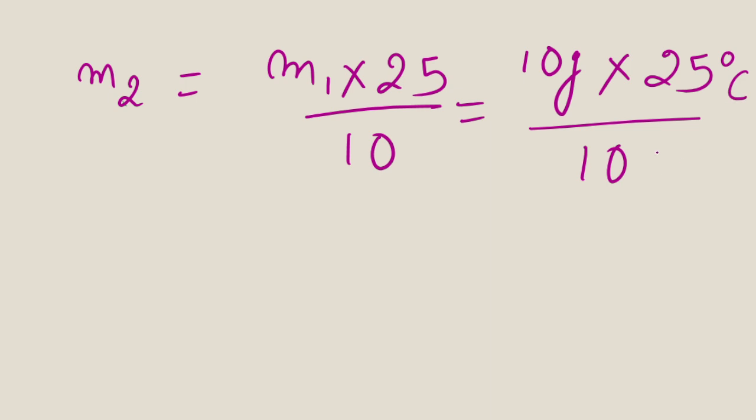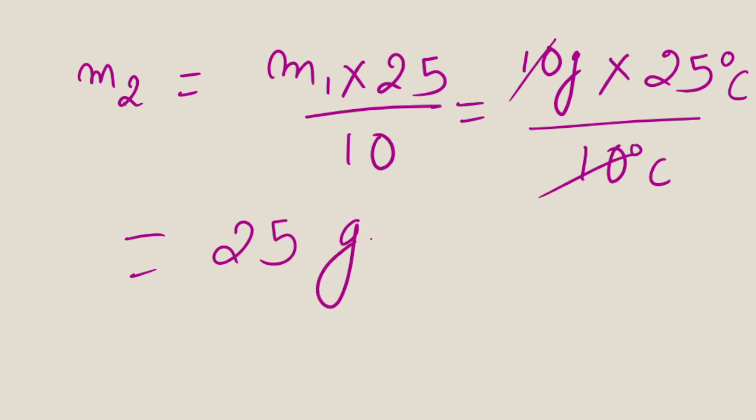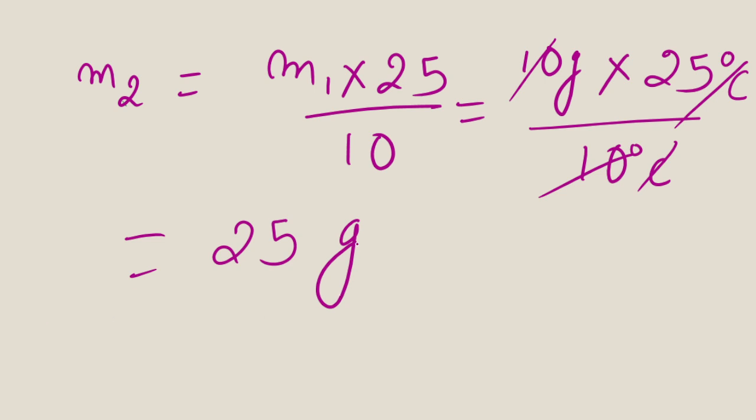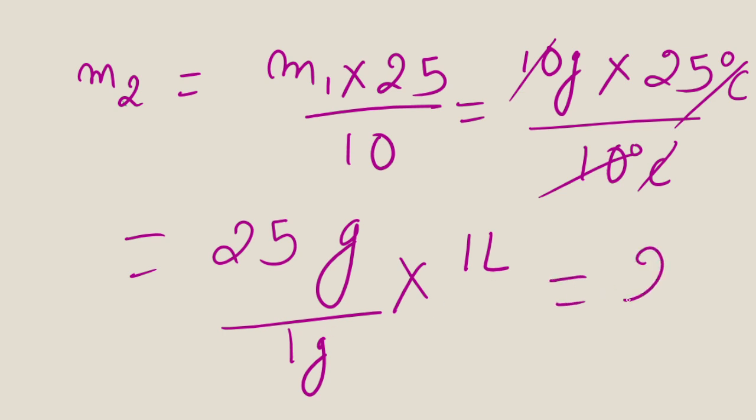The unit for these will be degree Celsius. Okay, so the unit will cancel out and 10 to 10 cancel out. We will get 25 gram as the amount of water we need to add. Okay, but here values are provided in liter, so again we can convert it into liter by using density, right? So it will be 1 gram per liter. So from here we'll get 25 liter.